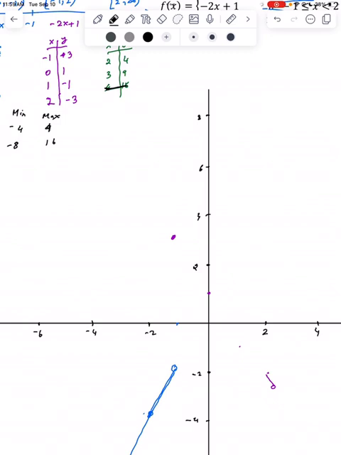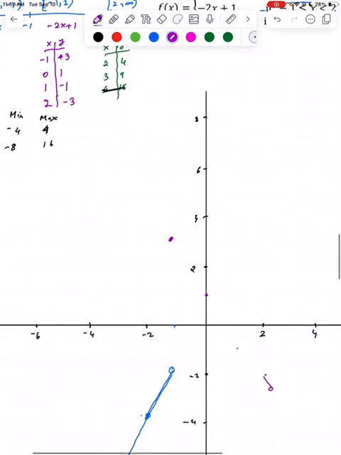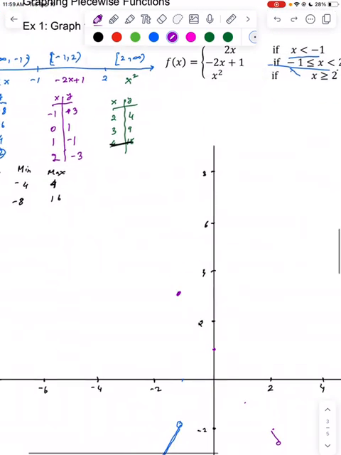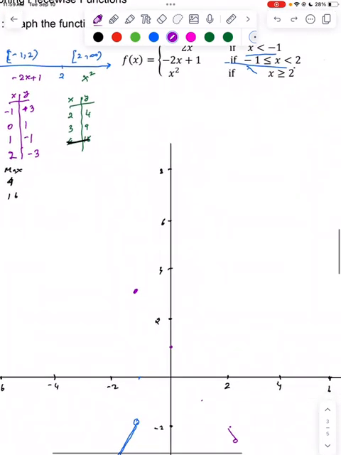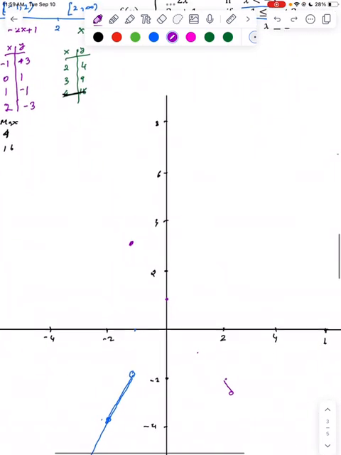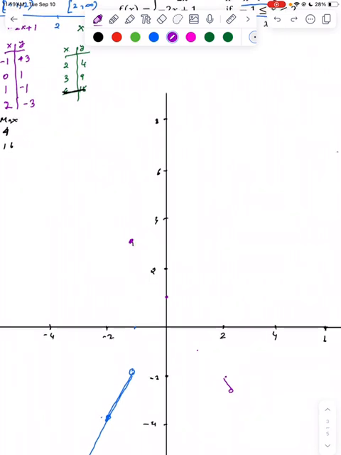Maybe I'll draw the line again. So if you take a ruler and draw it, it's easier. Something like that. Okay, so now going to the last piece.